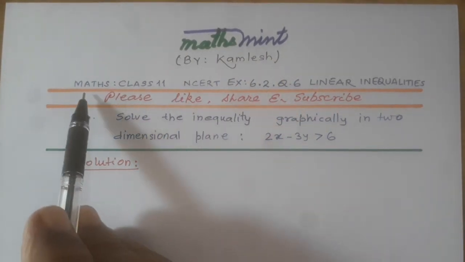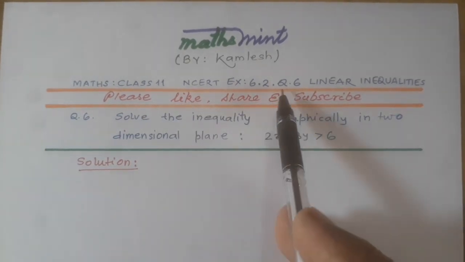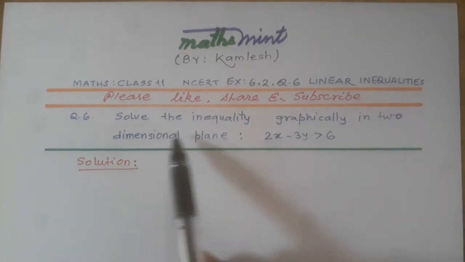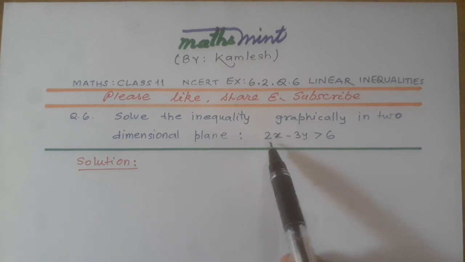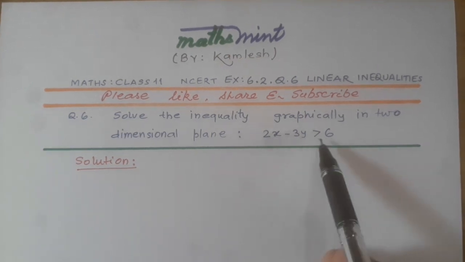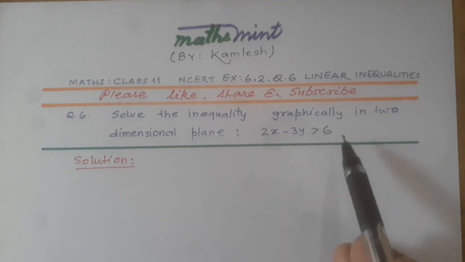It is a question of maths for class 11, NCERT, exercise 6.2, question 6, chapter is linear inequalities. In the question it is given, solve the inequality graphically in two-dimensional plane, 2x minus 3y is greater than 6. So this inequality we will have to plot on the graph. Two-dimensional plane means to plot on graph, right?